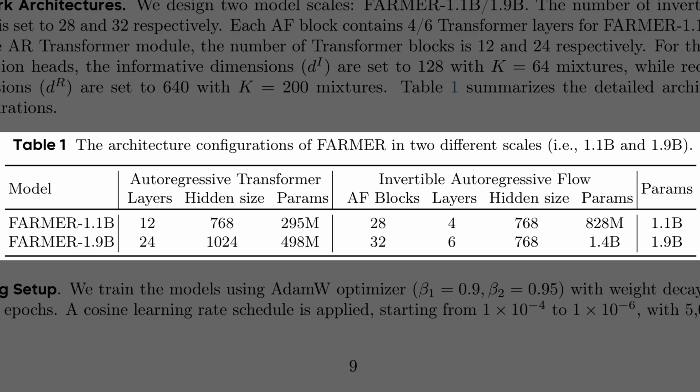So Figure 3 described the speedup, and Table 1 lists the two model scales and how capacity is split between the autoregressive transformer and the invertible autoregressive flow. The invertible autoregressive flow is a reversible stack that maps images to latent tokens, which lets training use exact likelihoods. The smaller configuration totals about 1.1 billion parameters. The larger configuration totals about 1.9 billion parameters. Depth and hidden size rise in both the transformer and the flow, so modeling power increases.